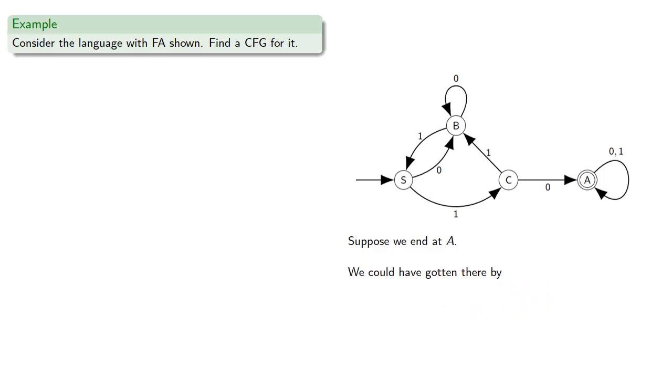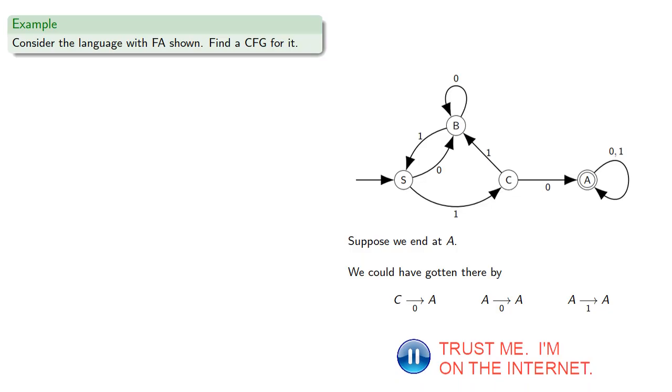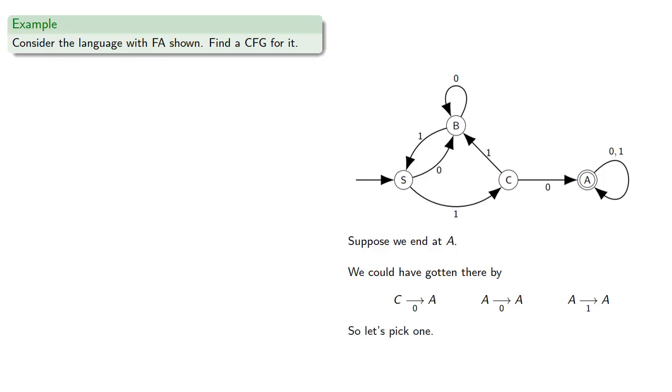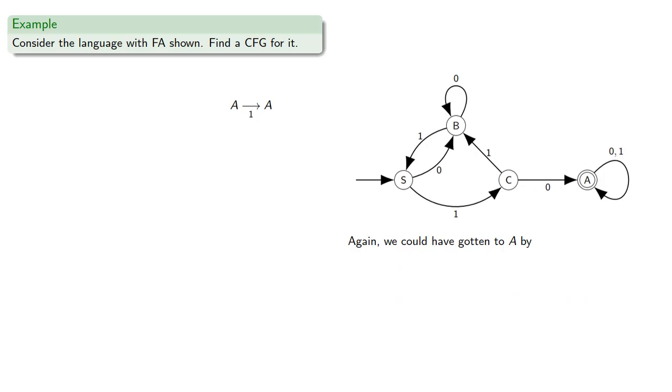We could have gotten there by the transition from C, a 0 takes us to A. We could have also gotten there starting at A, reading a 0, which takes us back to A, or starting at A, reading a 1, taking us back to A. Now, since we do want to construct a specific string, let's just pick one of these. How about A reads 1 and goes back to A? So again, we're at A, and we could have gotten to A from C, or from A, or from A, and again, we'll just pick one of these. How about C to A by reading a 0?